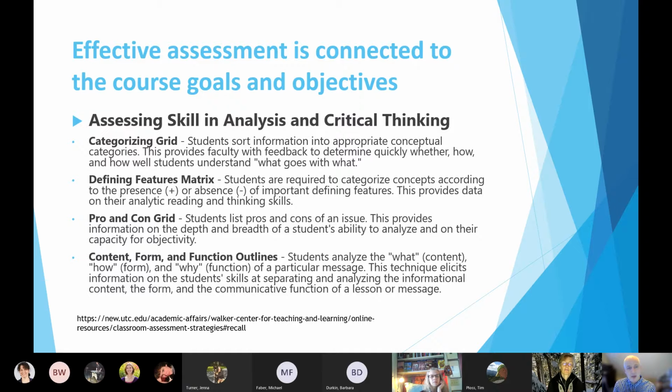Pro and con grid is another one that's really good, where you can have them talk about an issue and say, what are the pros of doing it this way? What are the cons of doing it this way? And having them fill out that information, not you doing it. So they can think about it and analyze a little bit more.